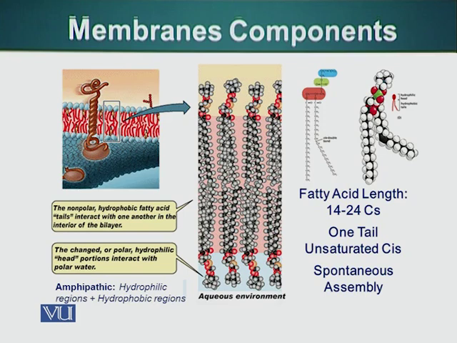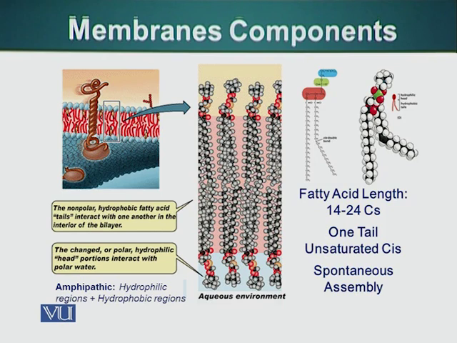The components of membranes are basically phospholipids. These phospholipids can be saturated or unsaturated, meaning that the fatty acids present in the lipid molecules may or may not have double bonds. If the fatty acids don't have double bonds, these are called saturated fatty acids. The ones which have double bonds are called unsaturated fatty acids. The length of fatty acids is about 14 to 24 carbon atoms.